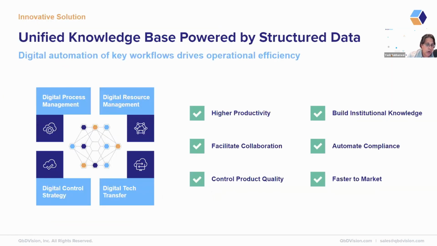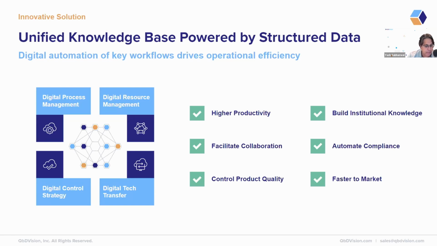So, our perspective is that one of the ways to address this challenge is really to build a unified knowledge base, which is powered by what we call a structured data platform. And so there's 4 pillars to our unified knowledge base. Really, you want to build a structured data platform that enables digital process management. It enables digital resource management. So we're talking about your materials, your equipment, your components, and so forth, the tangible assets that you use within your process.